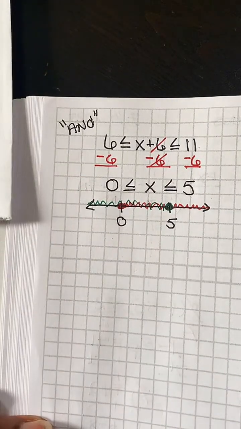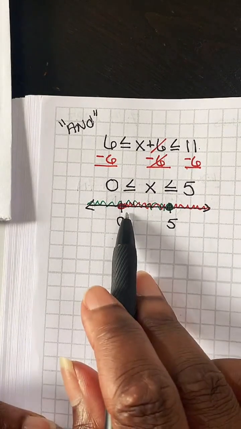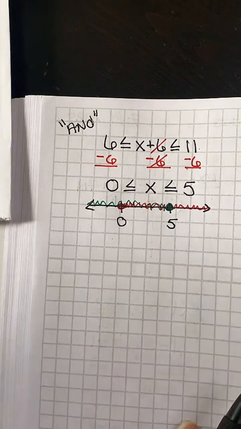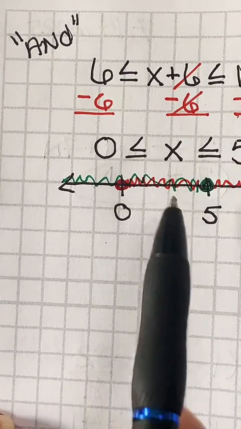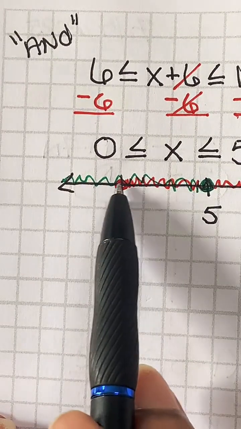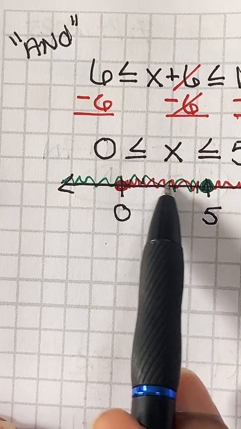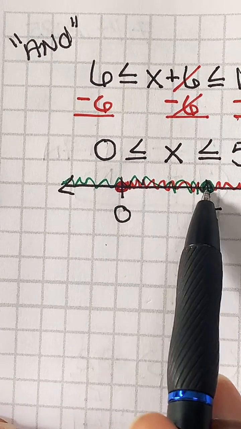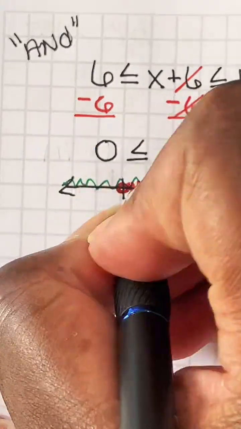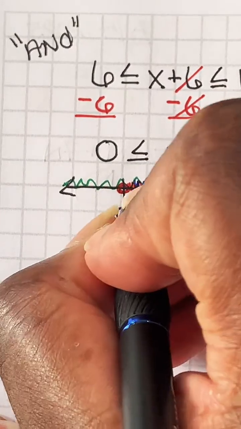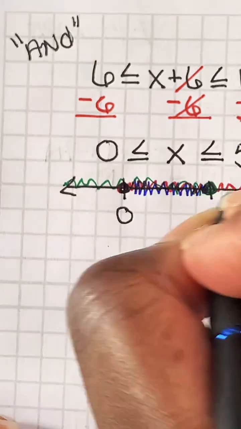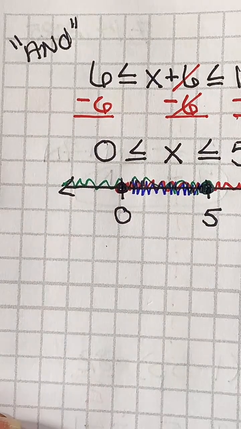But take a look. There's an overlap right here. Not sure if you can see it. Let me zoom in. See? Notice the green and the red is overlapping right here in the center. This is where all your numbers are, between and including the 0 and the 5.